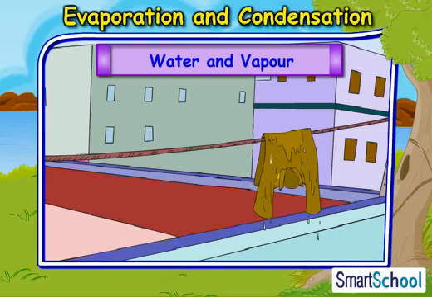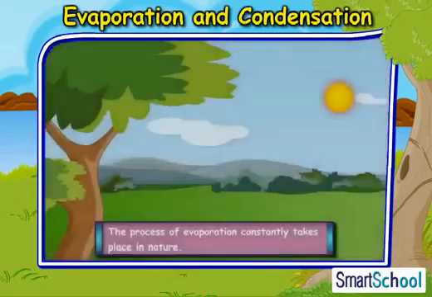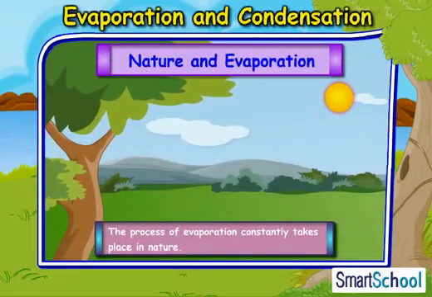Let me explain. The water in the coat has been converted into gaseous form and has been transferred into the air through a process called evaporation. Thus, evaporation is a process by which water is converted from its liquid form to the gaseous form. The process of evaporation constantly takes place in nature.